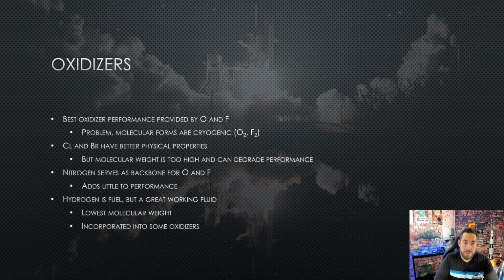Nitrogen is also included in a lot of oxidizers. It doesn't really add a lot to performance, but it's a great backbone to build on and add your oxygen and your fluorine, so you can build up these good robust molecules using nitrogen as your backbone. Now hydrogen's actually a fuel that gets used, but it's a great working fluid. It's the first element on the periodic table. It's the lowest molecular weight, so it's really light. And it gets incorporated in some oxidizers because it is such a great working fluid. But anyway, the majority of oxidizers, the best performance you're going to see comes from oxygen and fluorine.